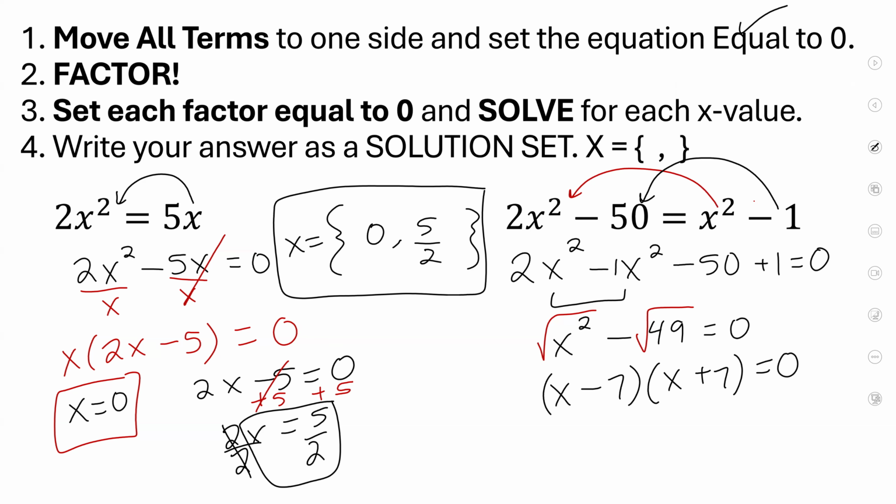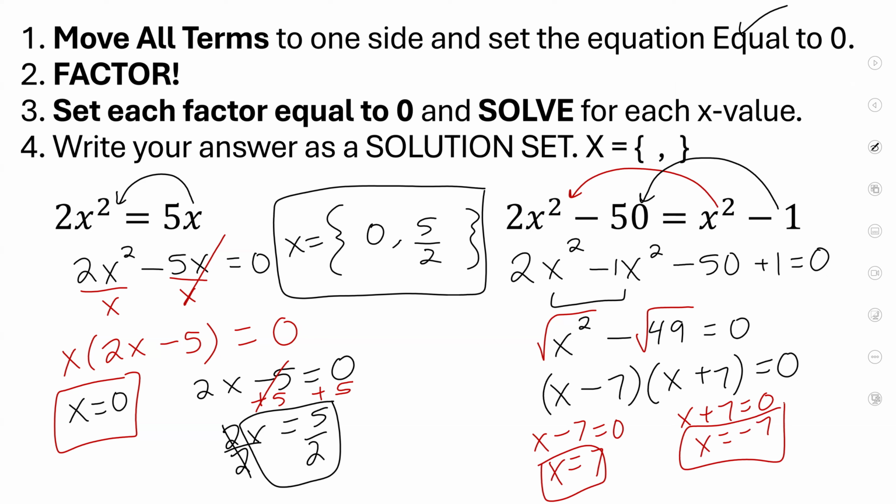Step number 3, we're going to set each factor equal to 0 and solve for the x value. So I have x minus 7 equal to 0 and x plus 7 equal to 0. And you just solve. So I'll get x is 7 for this one, and I'll get x is negative 7 for this one. So my solution is the x values are negative 7 and 7. That is how you write your answer as a solution set. Let's try another example.